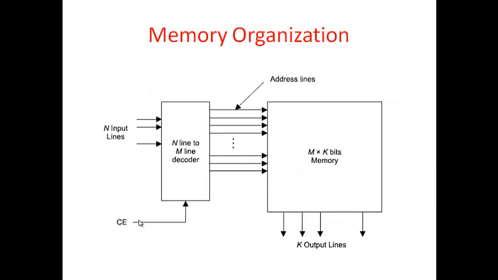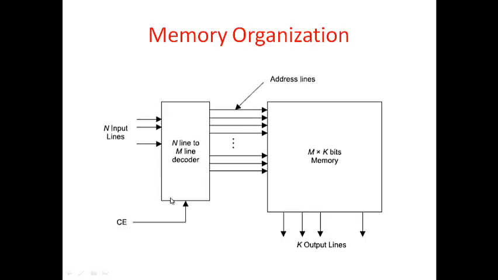Then we move on to organization of memory. The address lines from your microprocessor should be connected to the memory, and the output lines should be connected to your data lines. From your address lines you will have a decoder. See, you have 4 lines; you can make it 8 lines or 12 lines by using a proper decoder.